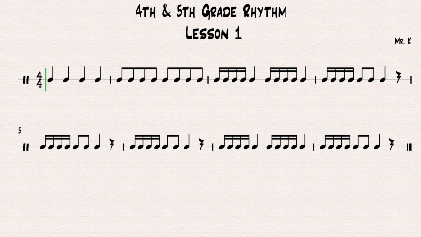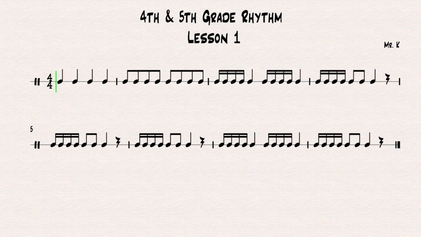1, 2, ready, count. 1, 2, 3, 4. 1 and 2 and 3 and 4 and 1 E and a 2, 3 E and a 4. 1 E and a 2 and 3. 1 E and a 2, 3 E and a 4. 1 E and a 2 and 3.